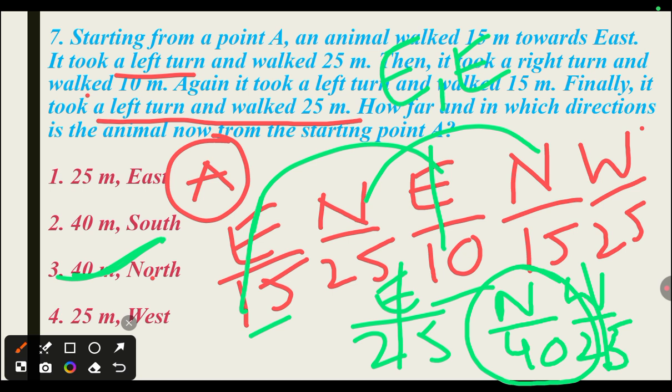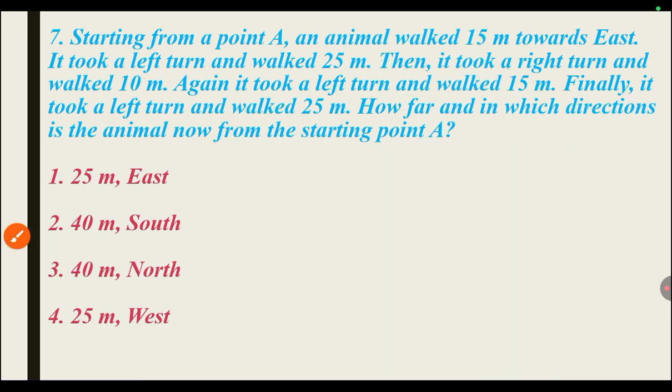Here they have asked the direction from the starting point, so whatever direction I got is the correct answer. But if they had asked the reverse, from the final point, what is the direction of the starting point, then your answer would be south 40 meters. Hope you understand. If you are unable to understand, watch the concept again. Okay, let's move to the next question.